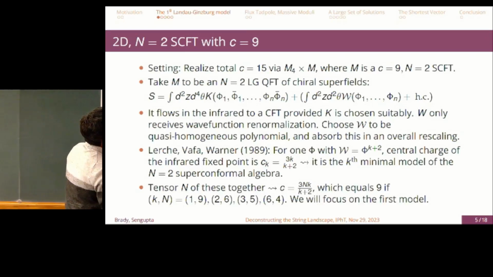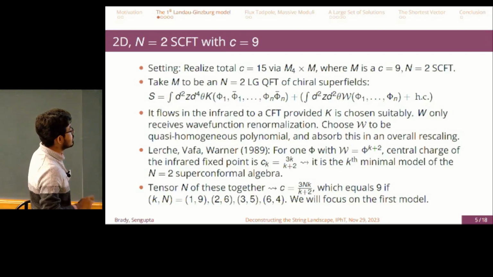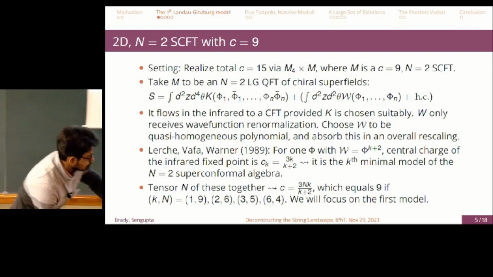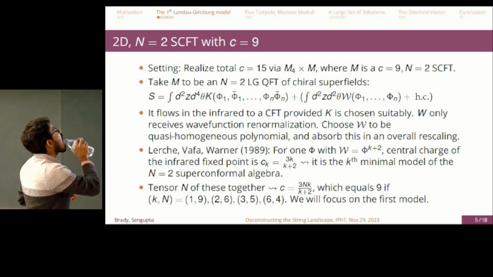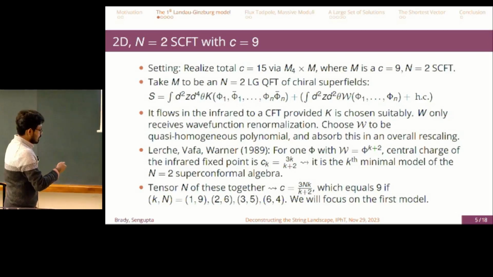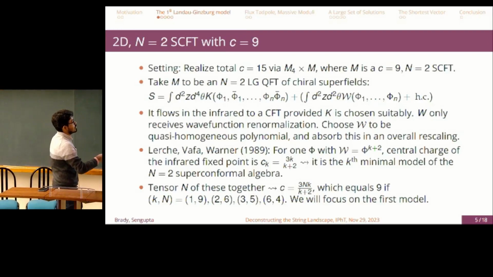So if you take, instead of one chiral superfield, n of these and tensor them together, you get the total central charge to be 3nk over k plus 2, which equals 9 if you choose k and n from this set. So 1 for k and 9 for n, or 2 and 6, 3 and 5, or 6 and 4. So this model goes by the name of 1 to the 9. This goes by the name 2 to the 6, 3 to the 5, and 6 to the 4.